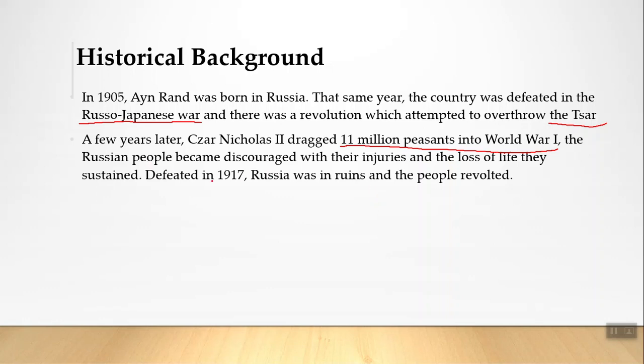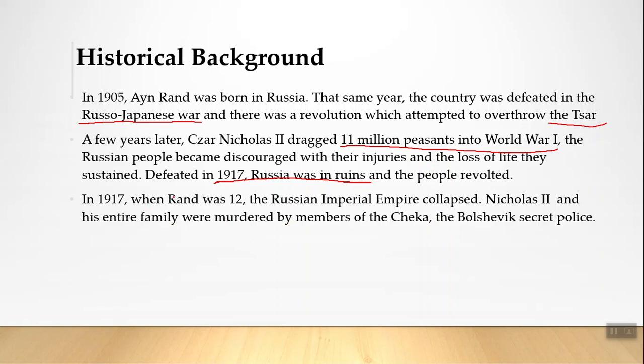There's injuries, there's loss of life. By 1917, Russia is in ruins, again defeated, and the people, in part because of that and in part because of other socioeconomic factors, decide to revolt again. So by this point, our author was 12, and the Russian Imperial Empire, as it was known at that point, collapsed. Nicholas II and his entire family were murdered by members of the Bolshevik secret police. Now, the revolution actually happened with not just the Bolsheviks, but a variety of different groups.